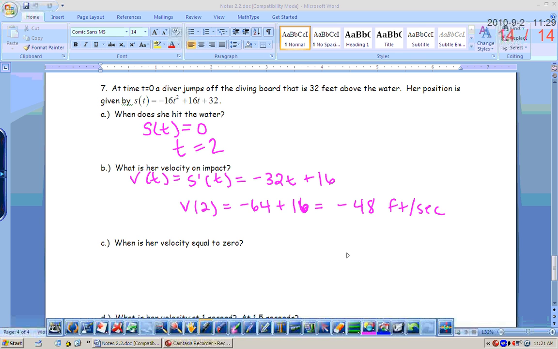Okay, when is her velocity equal to 0? What do I need to do? Derivative. Okay, so v of t equals 0. You can use your calculator to solve this. I believe it's t equals 1/2. It's not that hard. I'll let y'all pretty much do that on your own. 1/2 second. So however you want to solve that, knock yourself out.